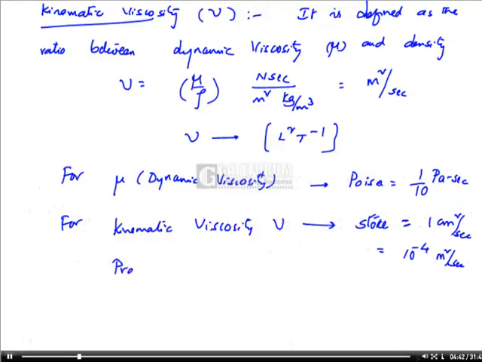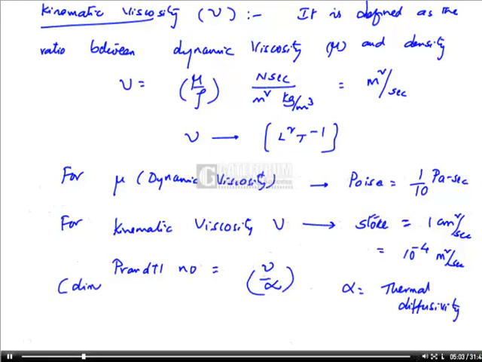Earlier already defined Prandtl number, very important number in heat transfer, is kinematic viscosity divided by thermal diffusivity. Alpha is thermal diffusivity. Prandtl number is a dimensionless number used in both free convection and forced convection. Both nu and alpha have got the same units of meter square per second.